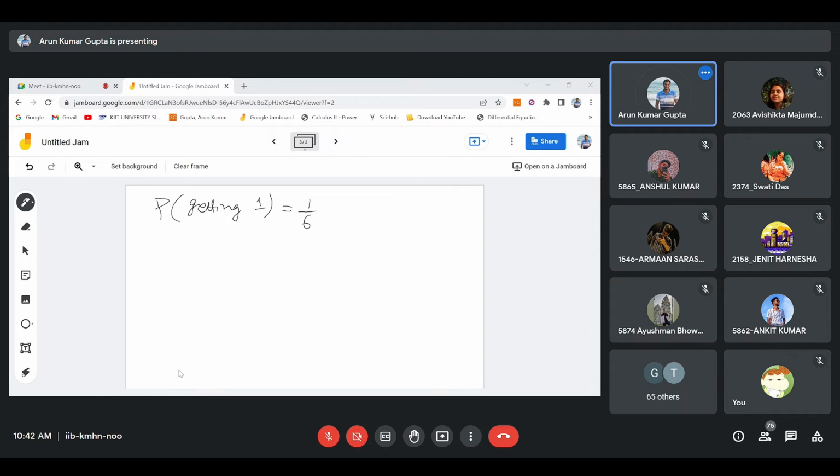All right, next, what do you understand by sample space? I have already given the example here.